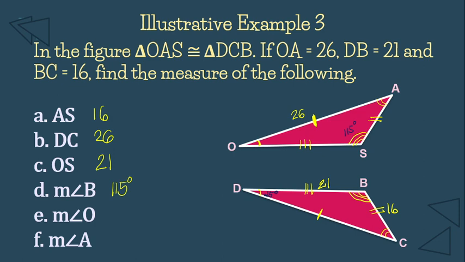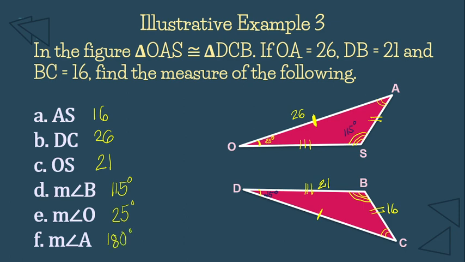Next is the measure of angle O. So, the measure of angle O is congruent to angle D. So, angle D is 25 degrees. So, the measure of angle O ay 25 degrees din. Now, dahil hinahanap natin ang measure ng angle A, the sum of the interior angles is 180 degrees. So, solve natin yan.